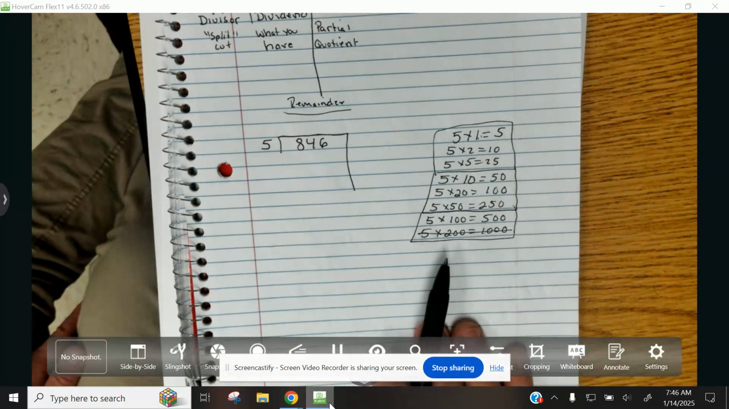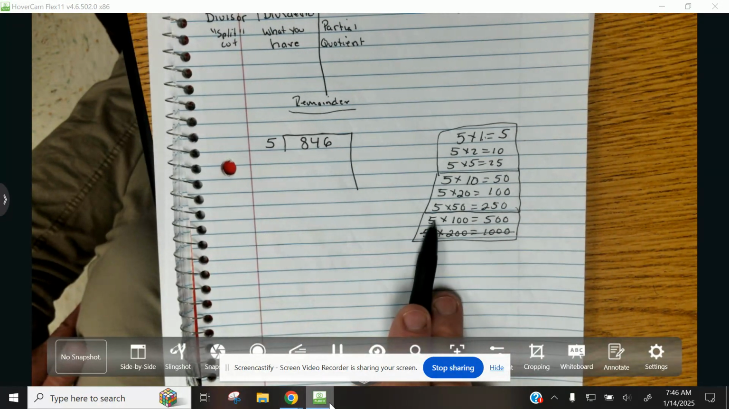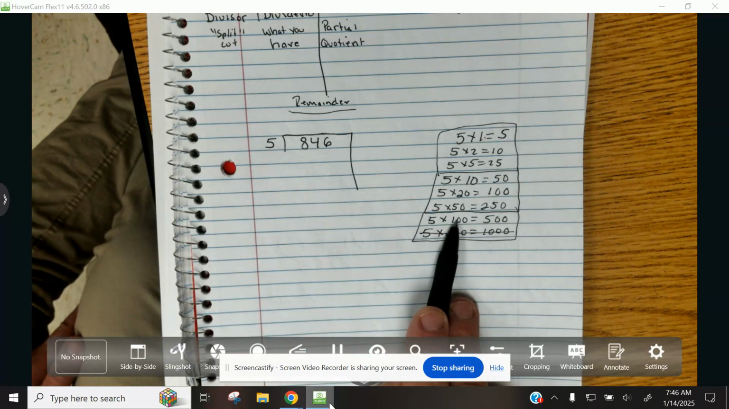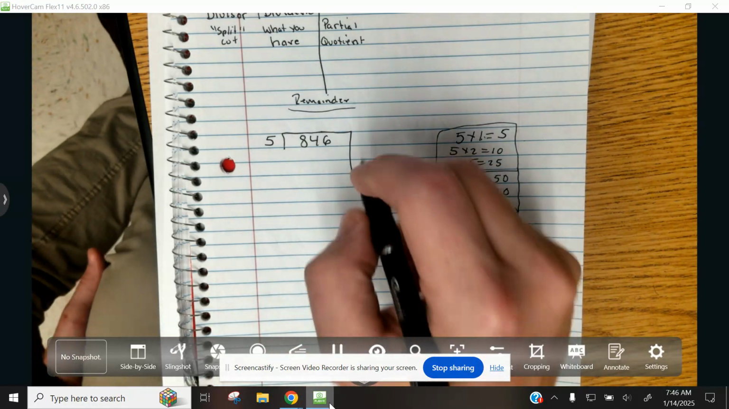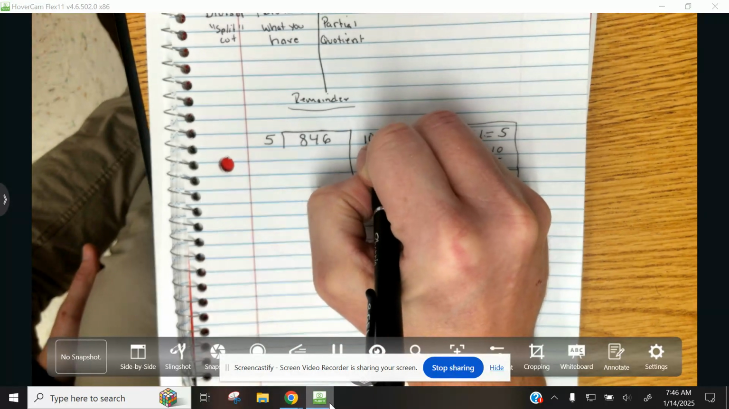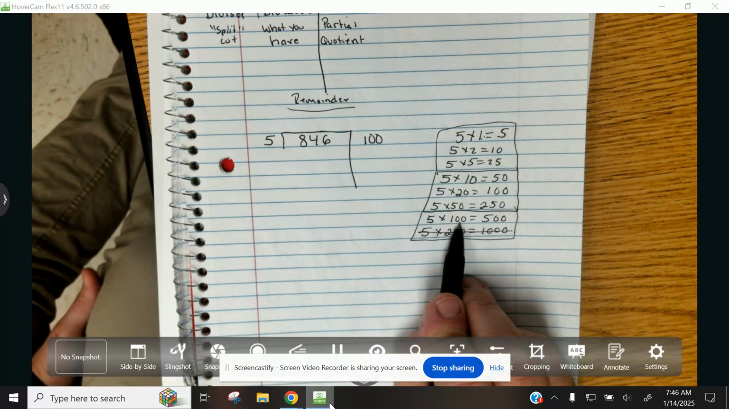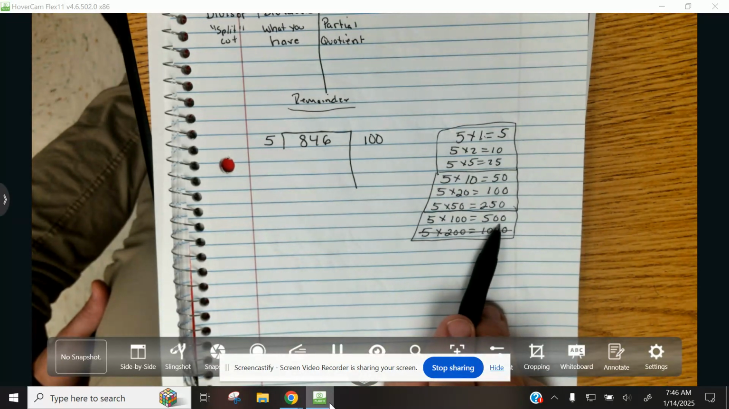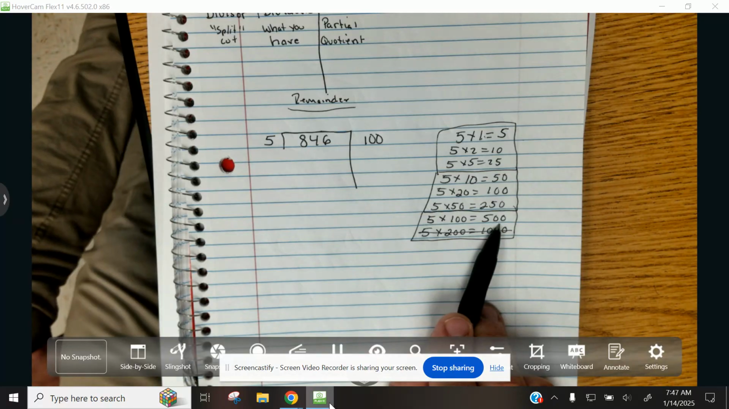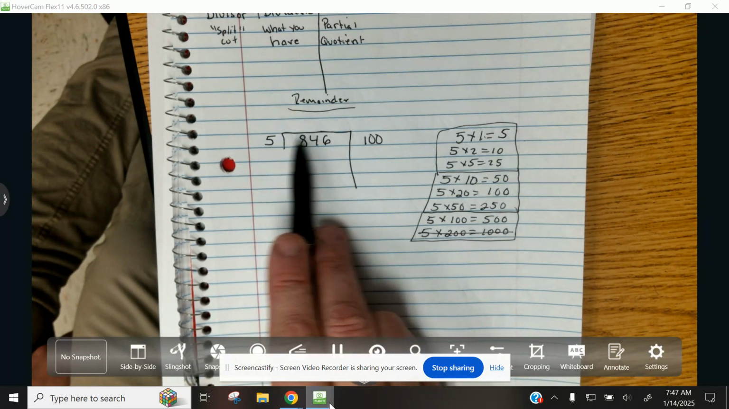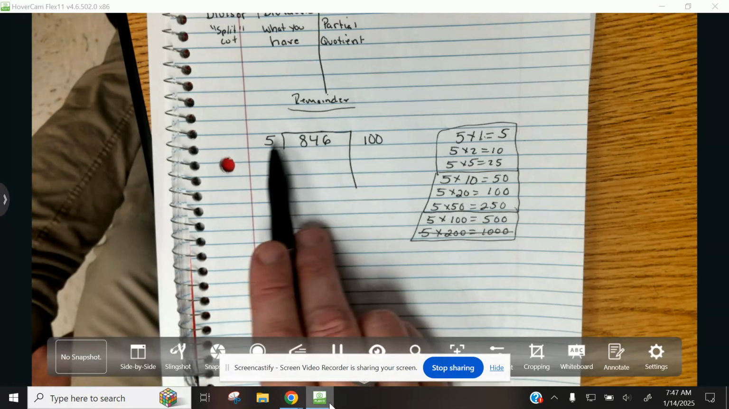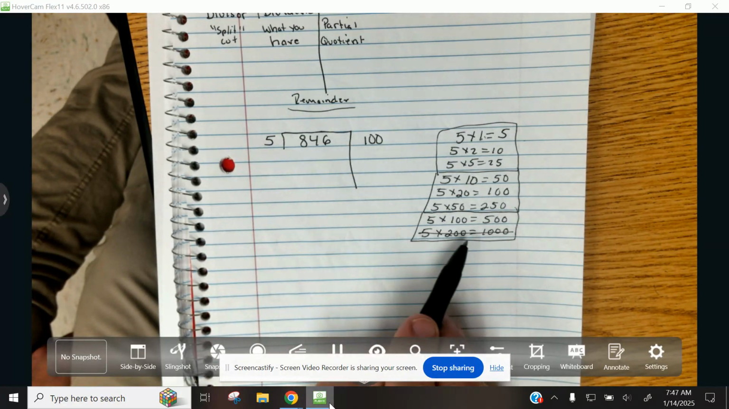Well, let's see where all these numbers came from. The 5 is right there. That's where the 5 came from. The 100 is how many times I'm going to put into 846. So the 100 becomes my partial quotient. So this number here is my partial quotient. So I have 5 times 100. The answer is how many pieces of the dividend you're going to use. So I have groups of 5. I'm going to do 100 groups of 5. Well, 100 groups of 5 is 500.